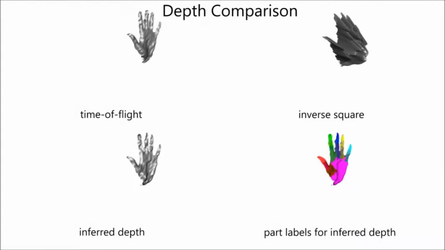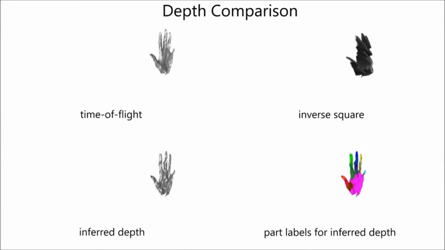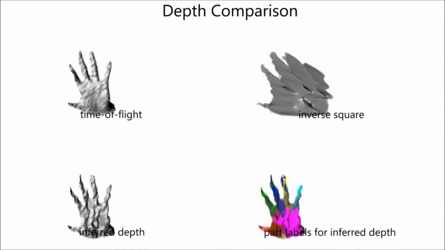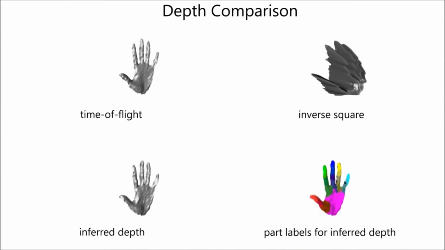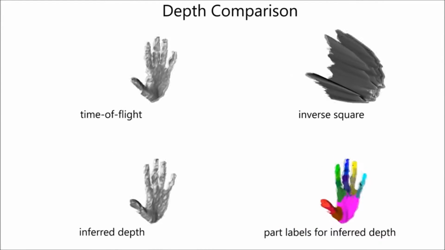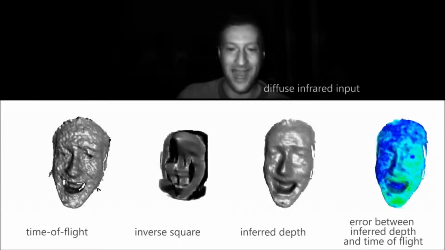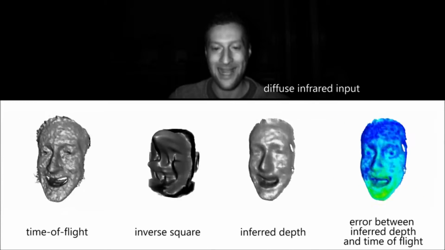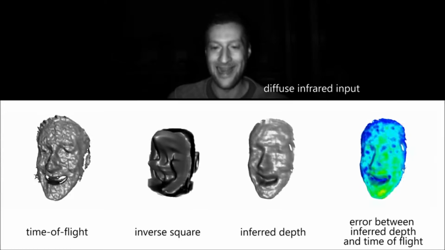Here we compare the results of our depth estimation technique, shown bottom left, with the Xbox One time-of-flight camera, shown top left, and a more naive depth estimation technique based on the inverse square law, shown top right. Our system works equally well for faces. Here we show the error between our technique and the time-of-flight technique from Xbox One.